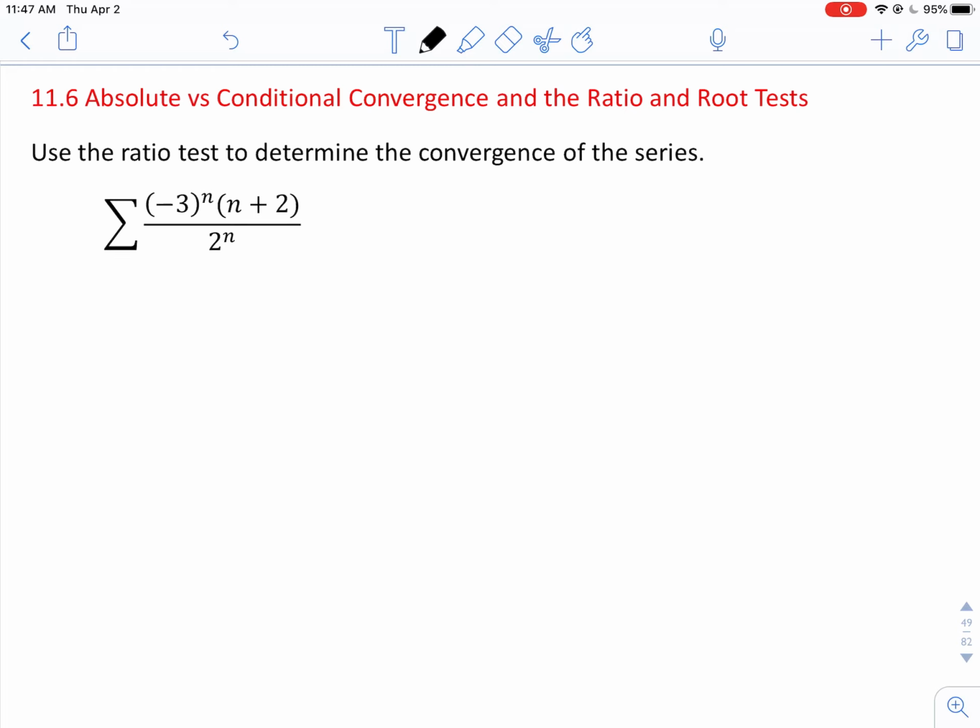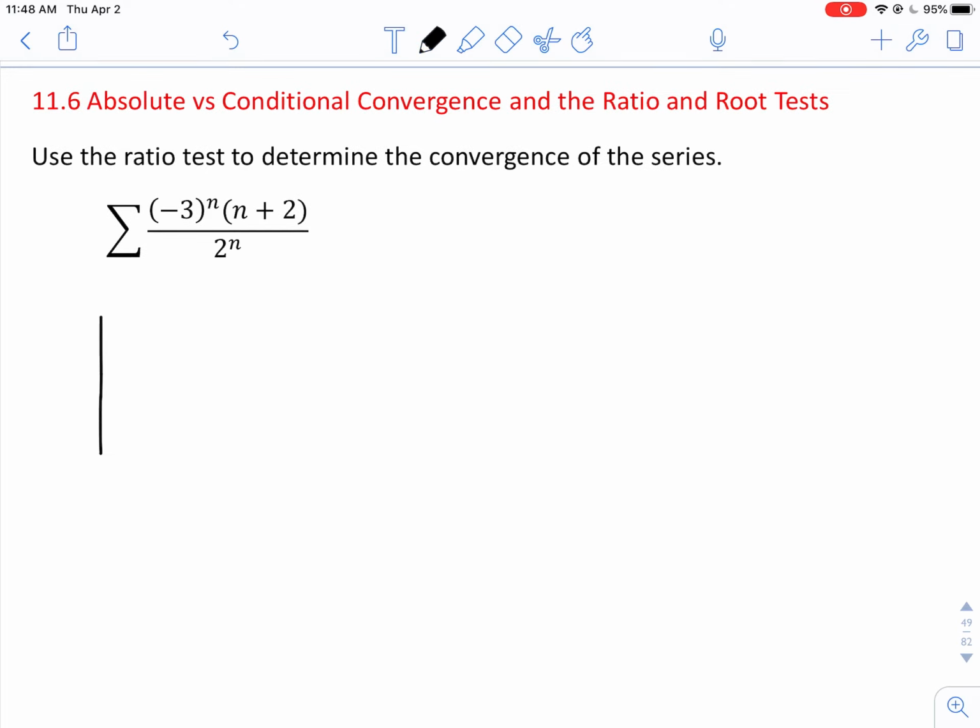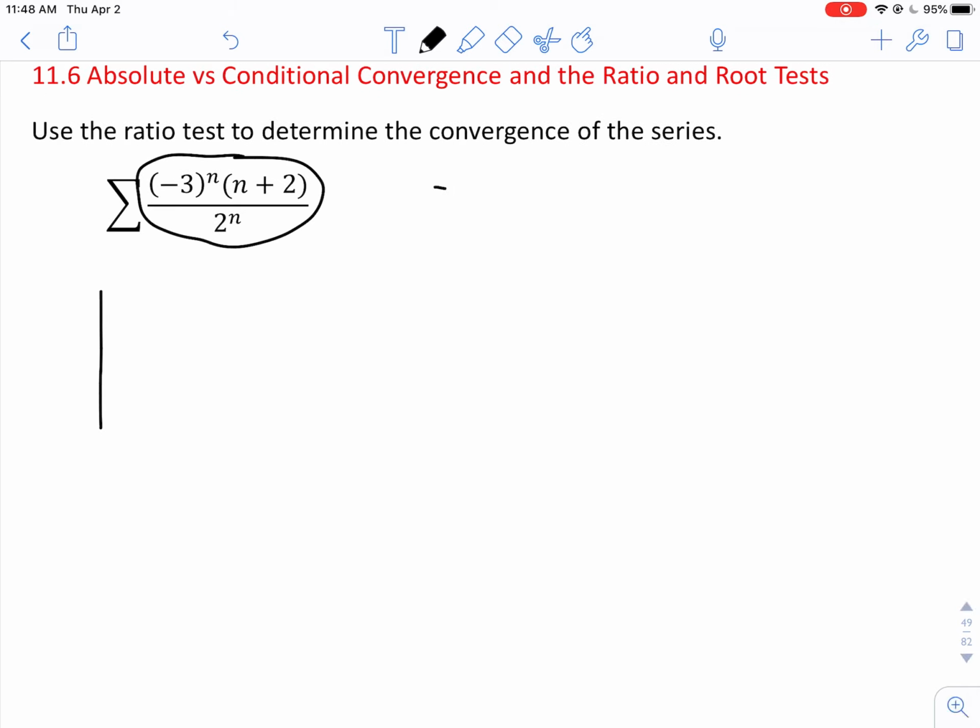Let's do some more ratio test here. Well, first of all, just a quick analysis. Let's make sure that we do have something that's going to 0 as a sequence. Essentially, we can get that negative 1 out of the way. We have a 3 to the n over a 2 to the n. That's like a 3 halves to the n times an n plus 2.